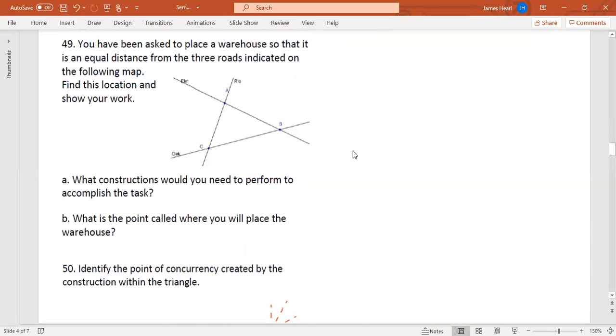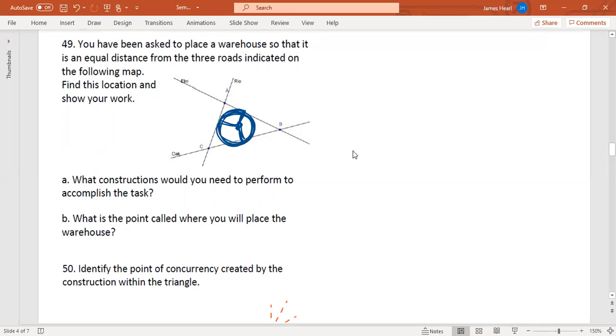The 49. You've been asked to place a warehouse so that it's an equal distance from the roads in the map. So it's got to be somewhere in here. And you're asked what constructions would you need, and then what would that point, that blue dot for the warehouse, be called? Well, if you want to be equal distances from the roads, so we're going to go from there to there, there to there, and there to there. If you want to be equal distances from all the roads, those 3 lines have to be radii of a circle drawn inside, which is the biggest clue you need in the whole problem.